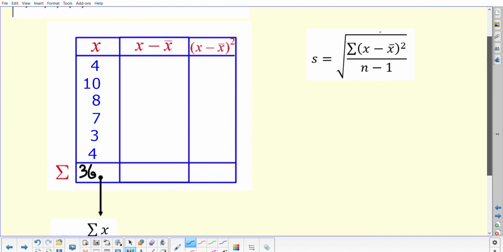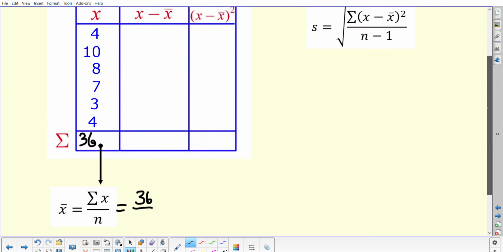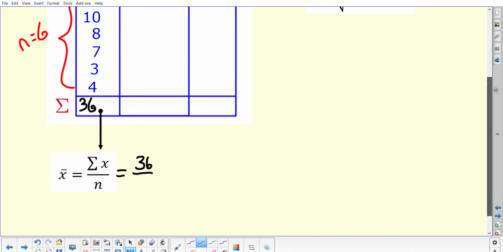And the first thing you do is you're then going to sub in here to work out the mean value. So x bar equals the sigma x, that's the sum of the x's, which is 36, over n. So n, remember, is how many numbers there are in the list, and there are 6 here, so we are dividing by 6. So we're doing 36 divided by 6, which of course is 6.